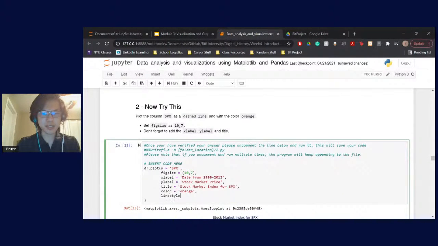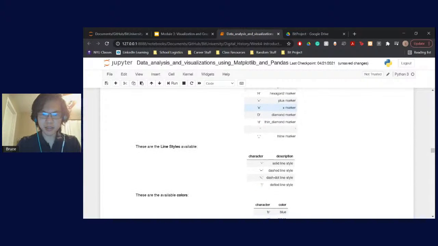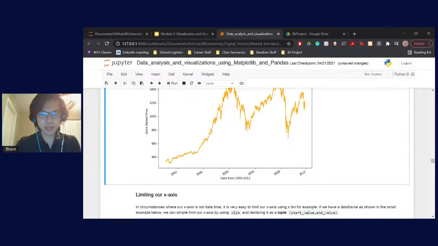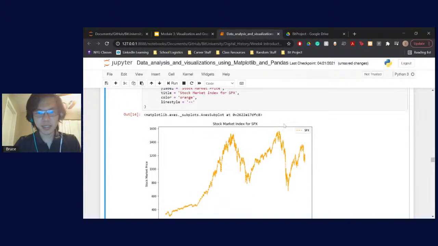And then we call the line style. And what is the line style? That is associated with the dash line. Let's go up here. Dash line is that. Yeah, and there it is. We have dash lines between each of the points within the SPX.